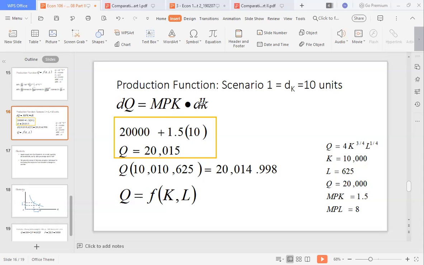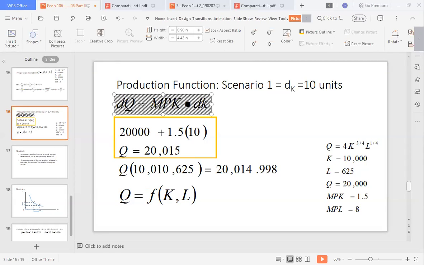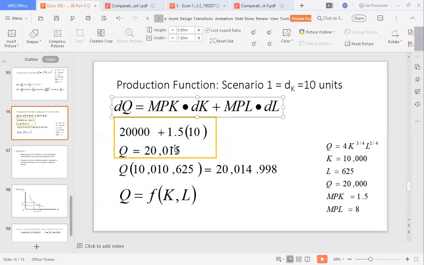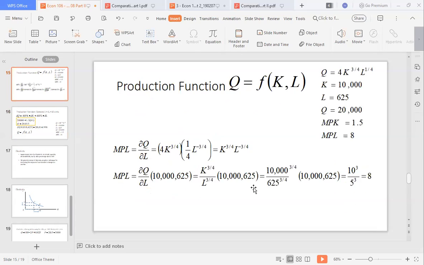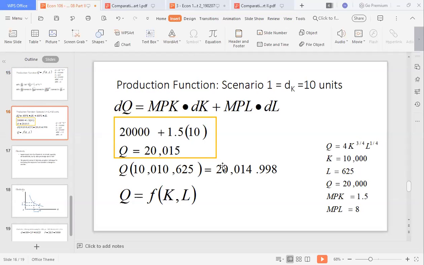But again, let's just add this one. MPK, this is MPL, DL. Okay, I'll just rewrite this one. Okay, so again, this is just an estimation, but if you complete the picture, class, again, rewriting all those, doing the same process as this one, you'll get an approximation that is equal to this.